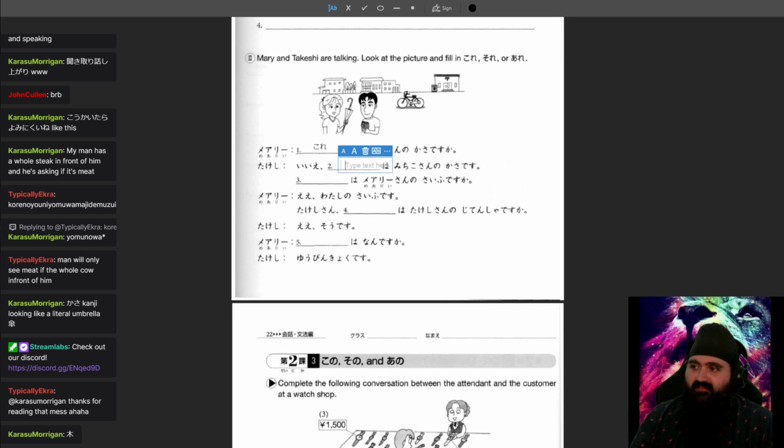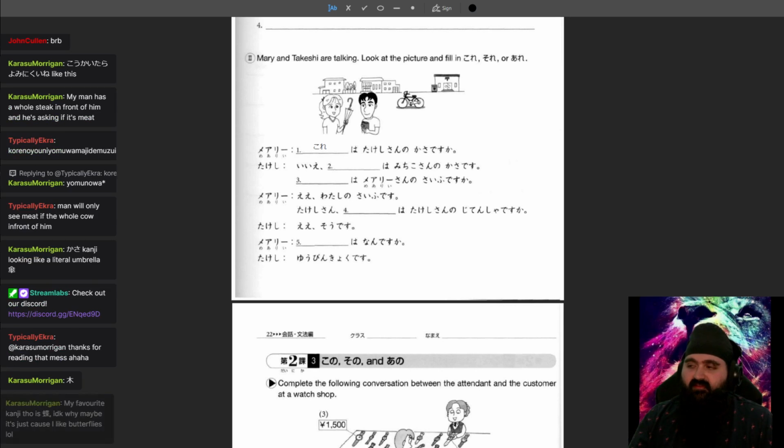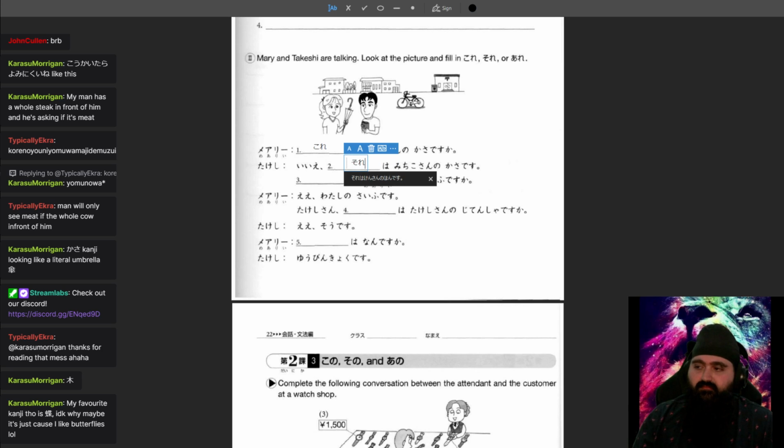3 keys. Okay. Takeshi says, Iie. Blank wa Michiko-san no kasa desu. So, still the same predicate, except now instead of Takeshi's umbrella, it's Michiko-san's umbrella. But the important part is, now that Takeshi is speaking, it's not kore, it becomes sore. So Mary's like, is this Takeshi-san's umbrella? Is this your umbrella? No, that is Michiko-san's umbrella. There we go. That's why it's sore.